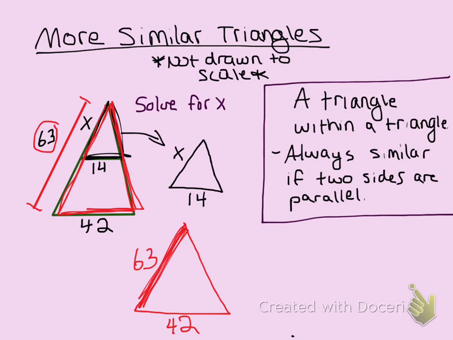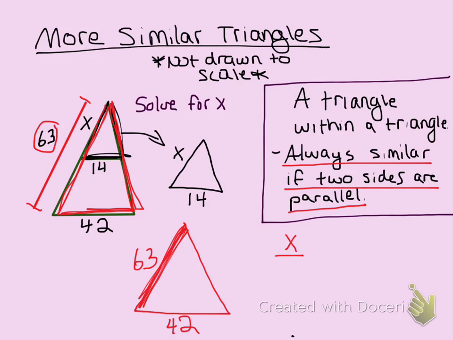Once I split up the triangles, you can tell that it's the same thing you've been doing. So it looks a lot less scary. You can always tell that the two triangles are similar if two of the sides are parallel. Our 14 and our 42 are parallel. Now it's just a matter of lining up our corresponding sides.